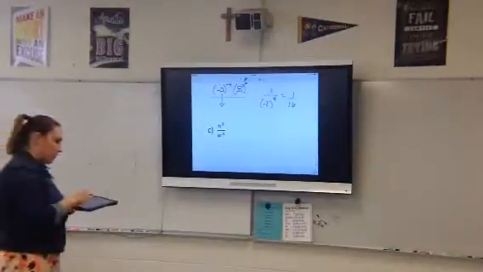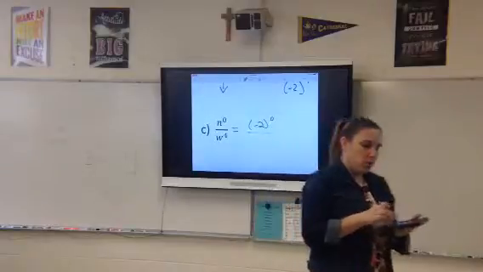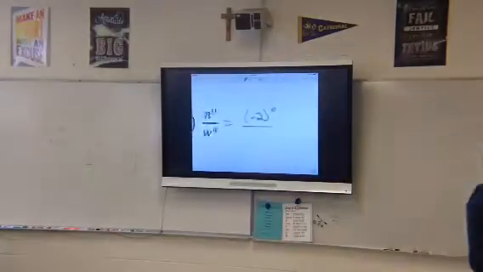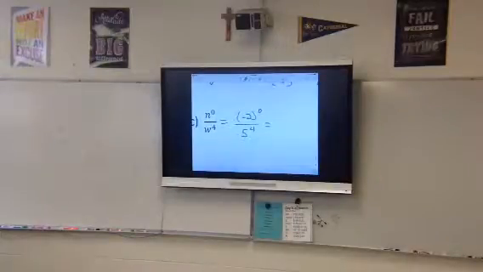So starting off here, I've got -2 to the 0 over 5 to the 4th. Does anybody have an answer they want to try? Okay, Ashley R., what do you think? 1 over 625. Nice job. Really nice job.